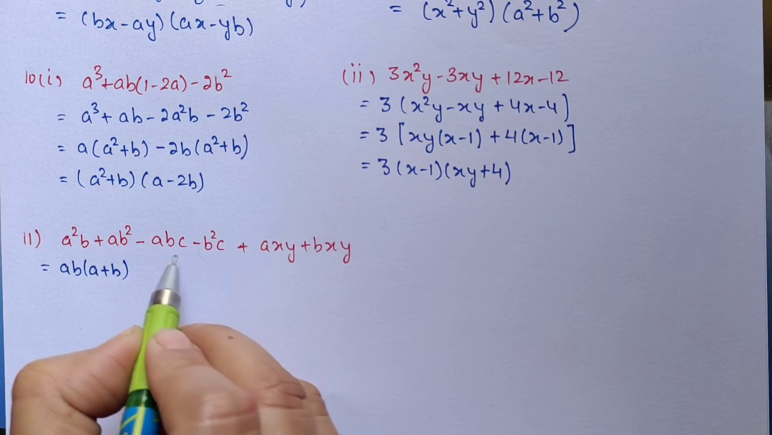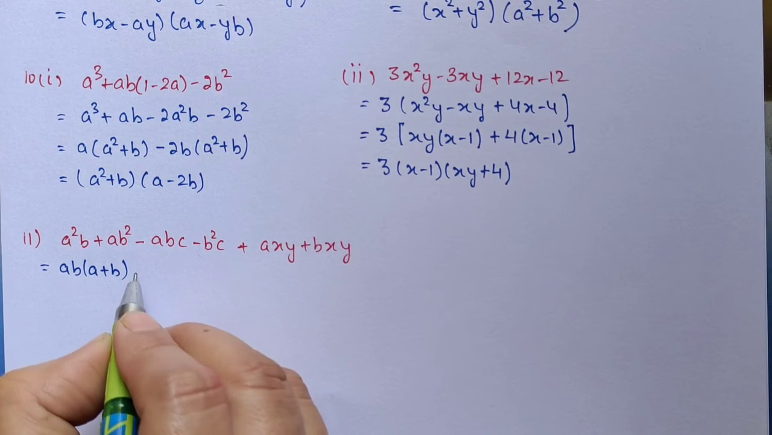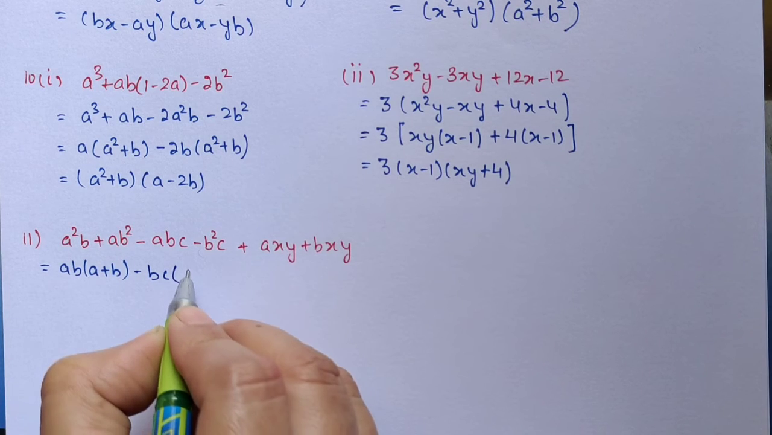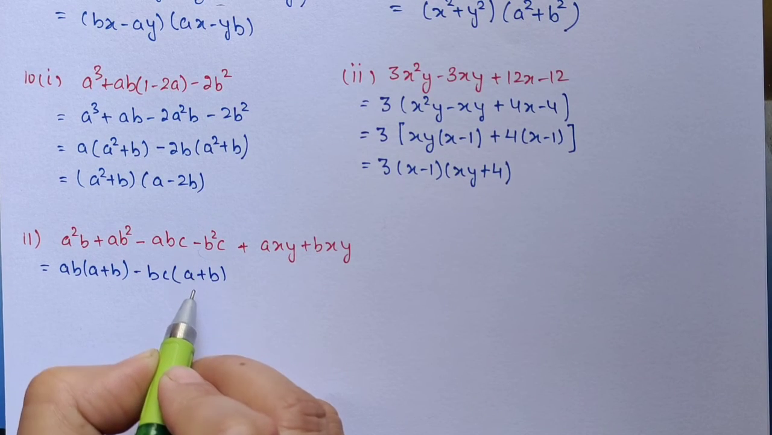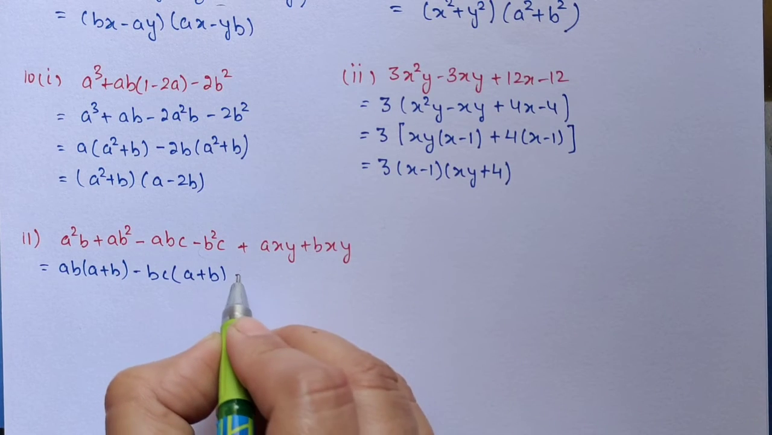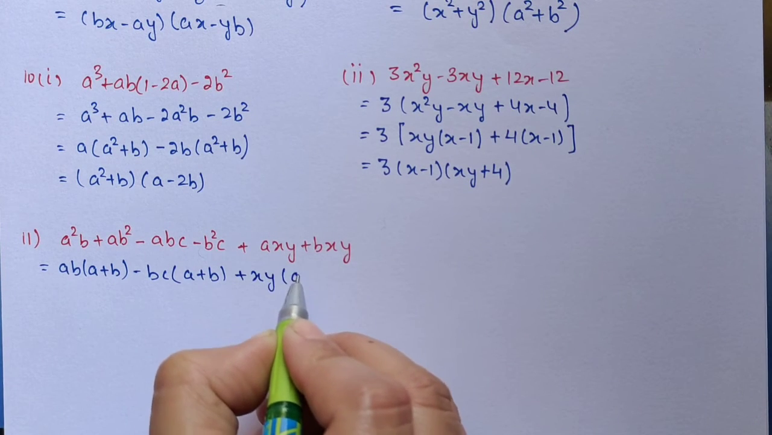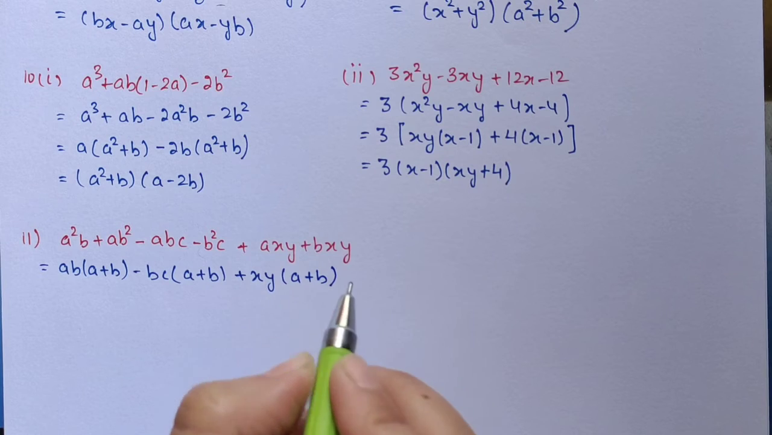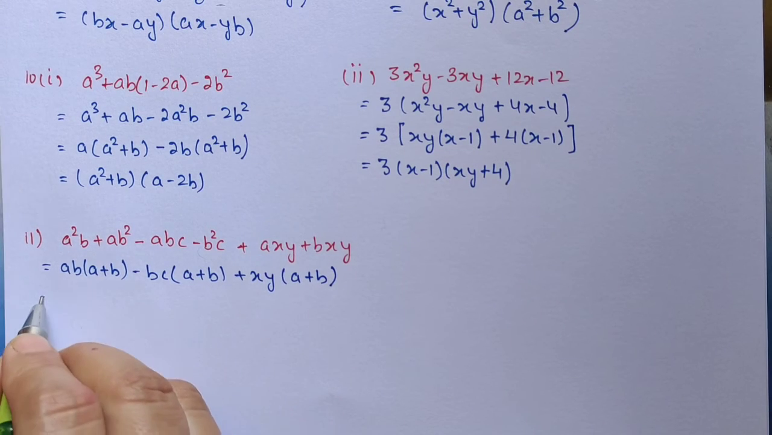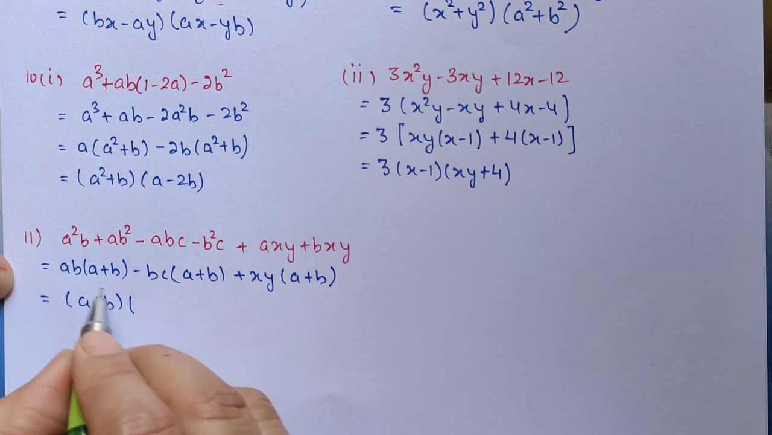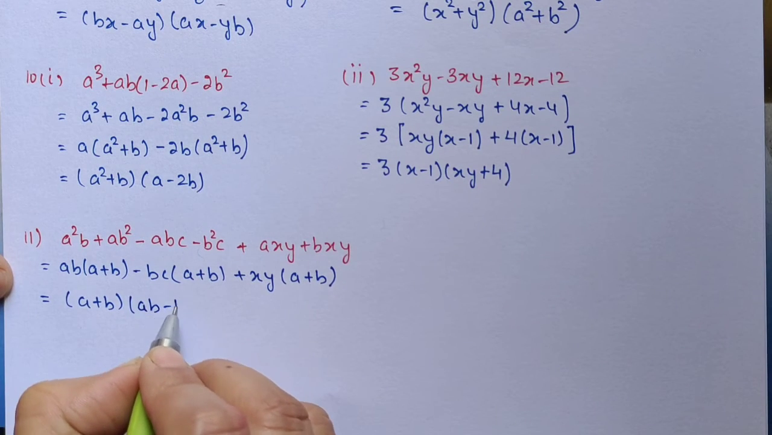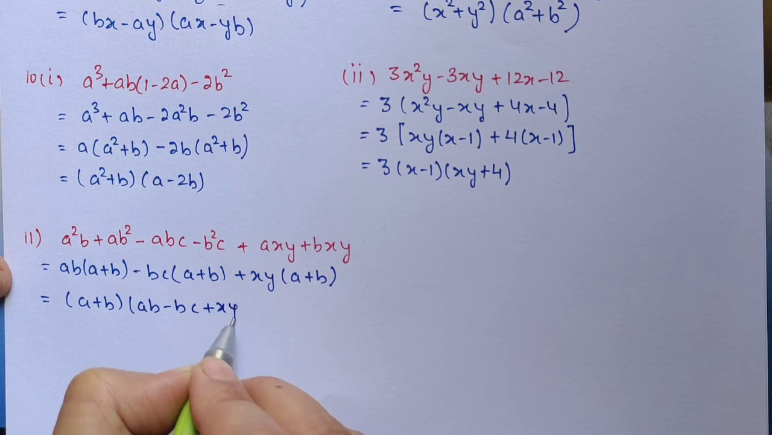From the next 2, we can take minus bc as common, then we have a plus b. Because the minus symbol we have taken out as common, so this will become plus. From the last 2 xy we can take out common, then we have a plus b. Now this a plus b is common in all the 3 terms. We can take it out common. Then another bracket will be ab minus bc plus xy.